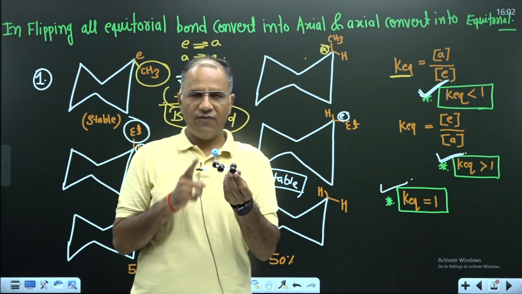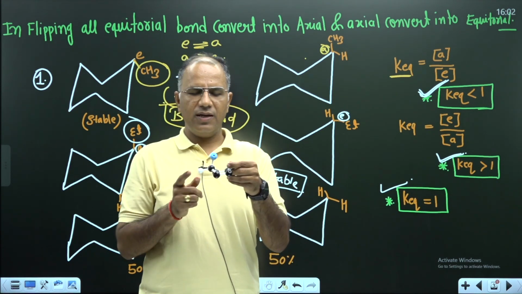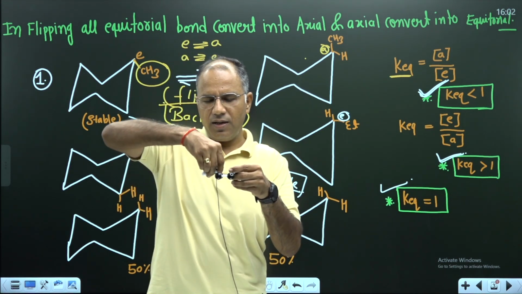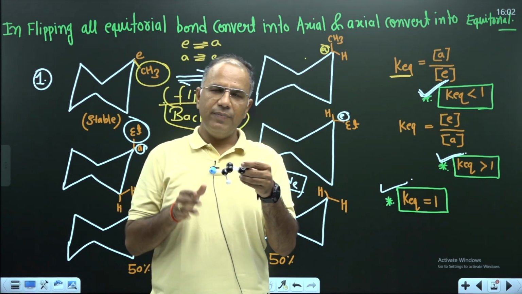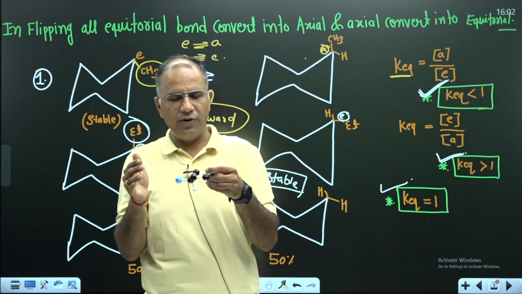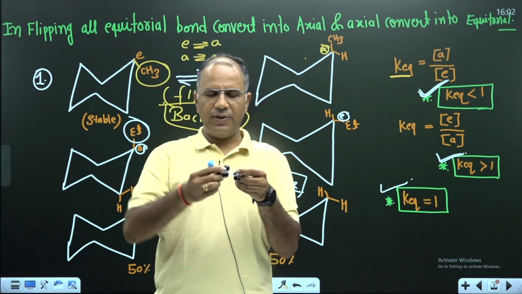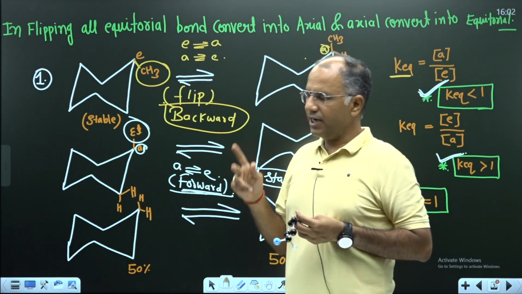Watch again. White is at equatorial. I am doing flipping. Again white is equatorial. And after the flip, white goes to axial. This means all equatorial positions convert into axial, and all axial positions convert into equatorial. Why is this happening?